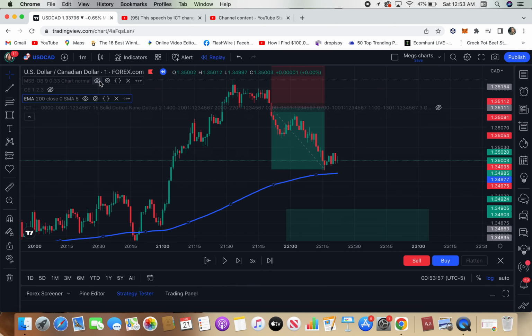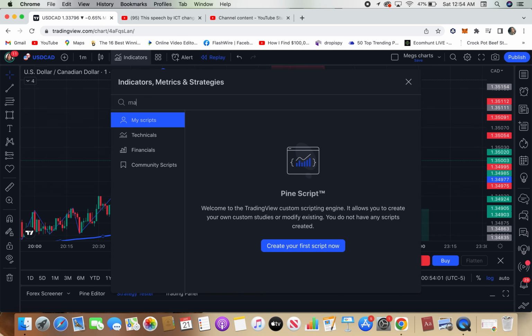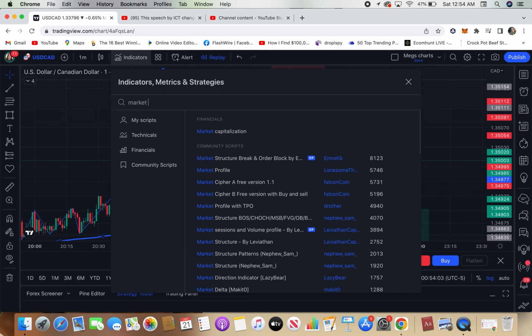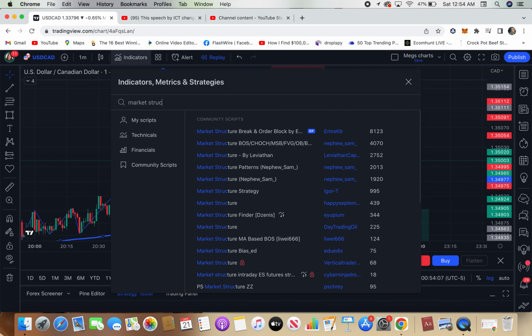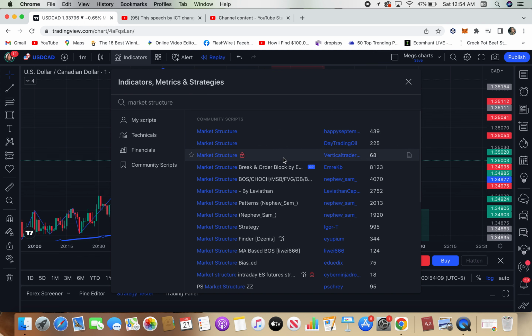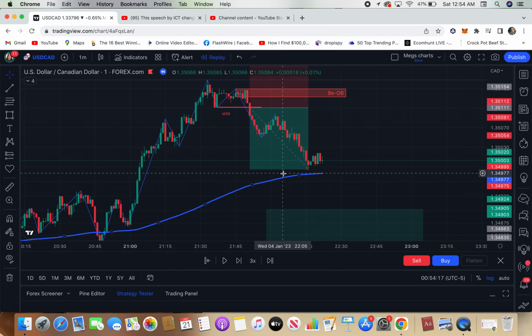Then I'm going to show you another one, which is market structure. If you don't understand it, this is super simple. So market structure and order block by EP, right there. You add that, and that's it.